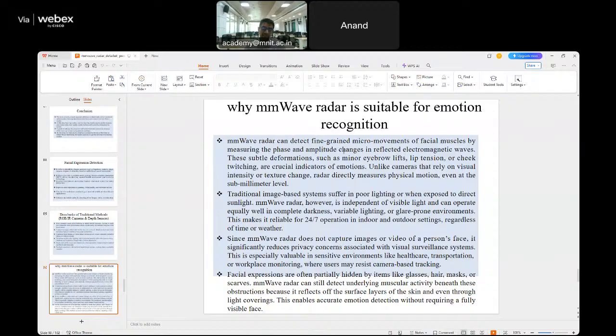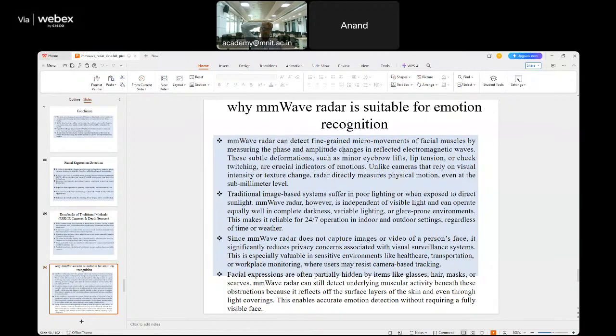Traditional image-based systems suffer in poor lighting or when exposed to direct sunlight. MM-wave radar is independent of visible light and operates equally well in complete darkness, variable lighting, or glare-prone environments. This makes it reliable for 24 by 7 operation, either in an indoor or outdoor setting. Also, we need to be aware that mm-wave radar does not capture images or video, so it is not a privacy issue.